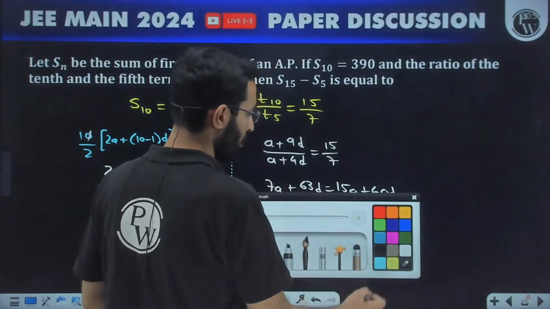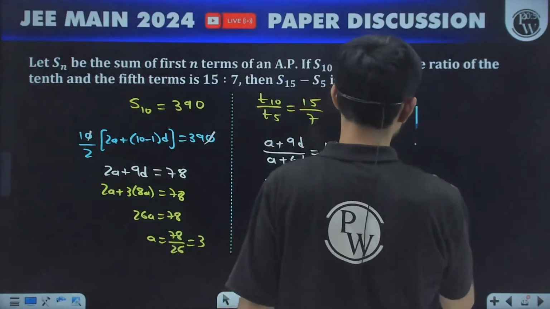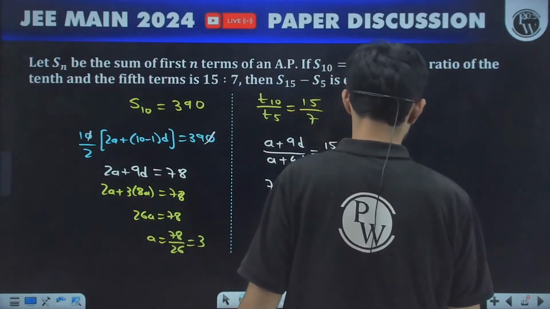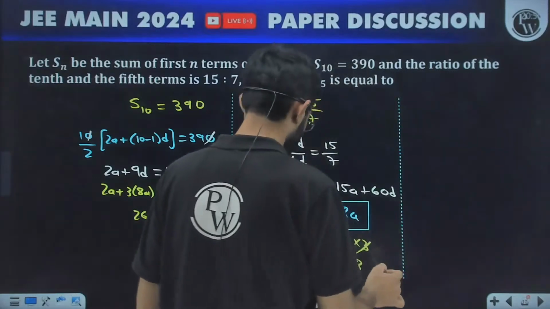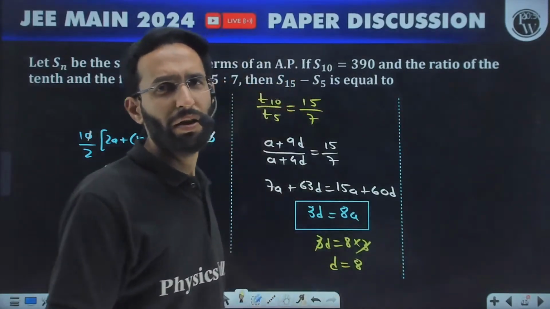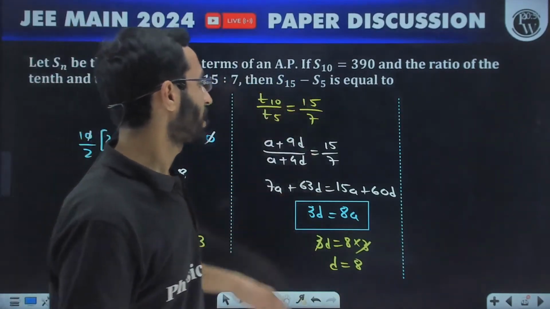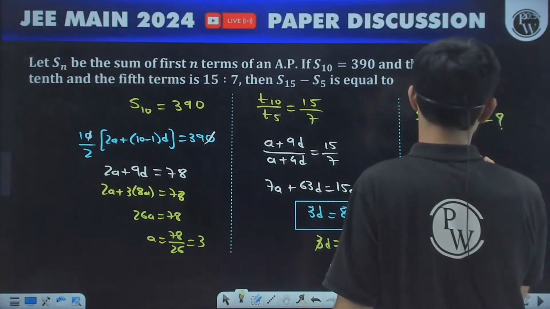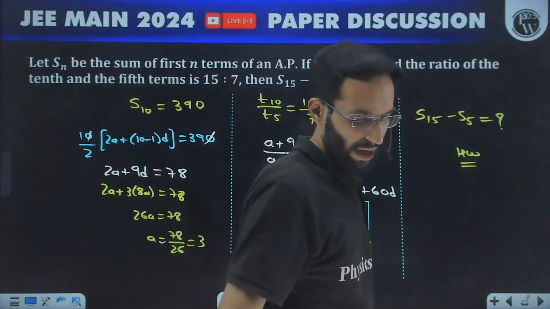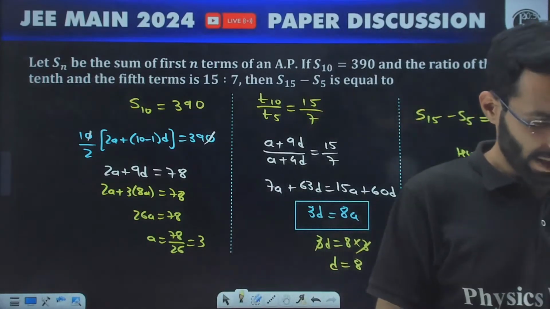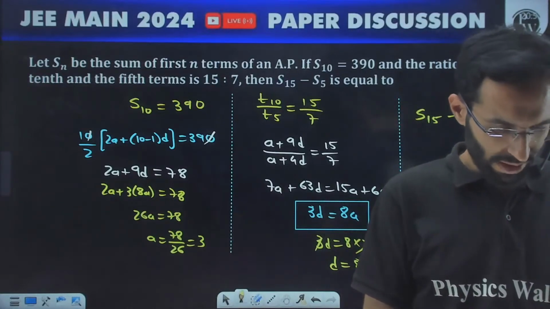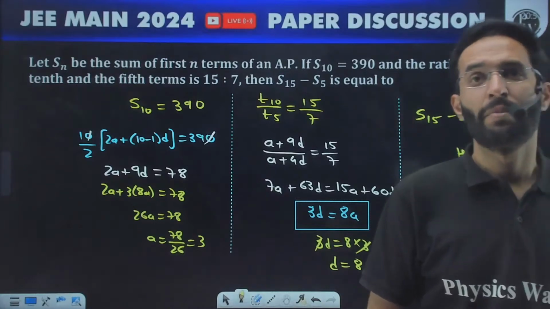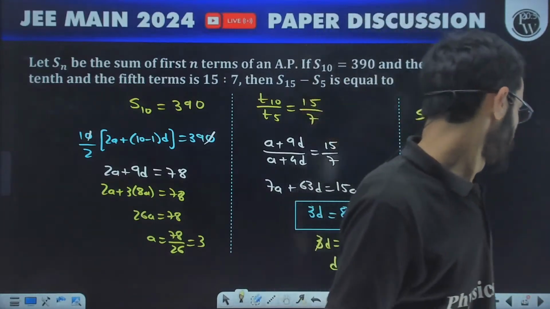Once you have the values of A and D for the AP, then you have everything for the AP. Yes or no? Now you can easily get the values of S15 and S5. So this part I'm keeping for you guys as homework. Hope this is clear to you everyone. Can we move to the next question please?